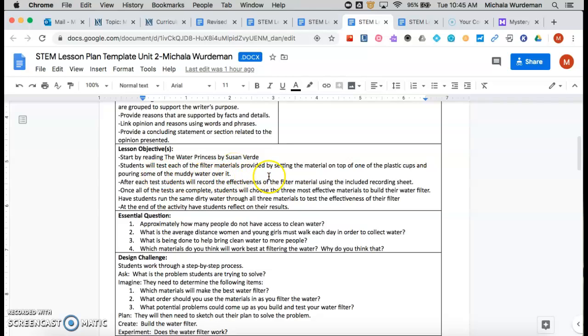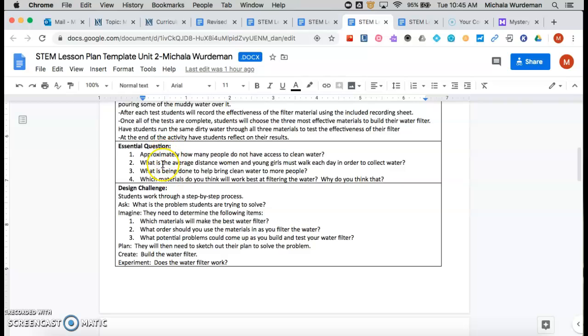Students would test each of the filter materials provided by setting the material on top of one of the plastic cups and pouring some of the muddy water over it. After each test, students will record the effectiveness of the filter material using the included recording sheet. Once all the tests are complete, students will choose the 3 most effective materials to build their water filter and have students run the same dirty water through all 3 materials to test the effectiveness of their filter. And at the end of the activity, have students reflect on their results.